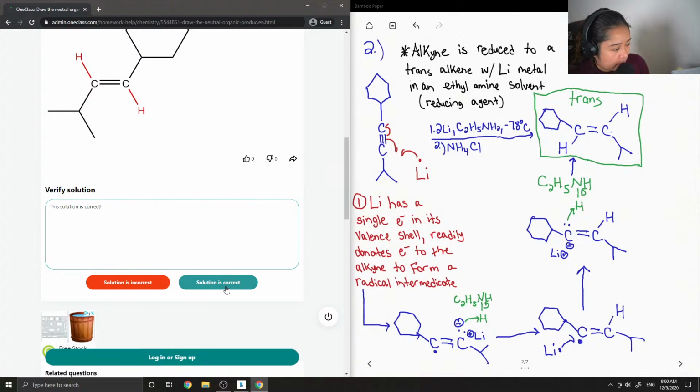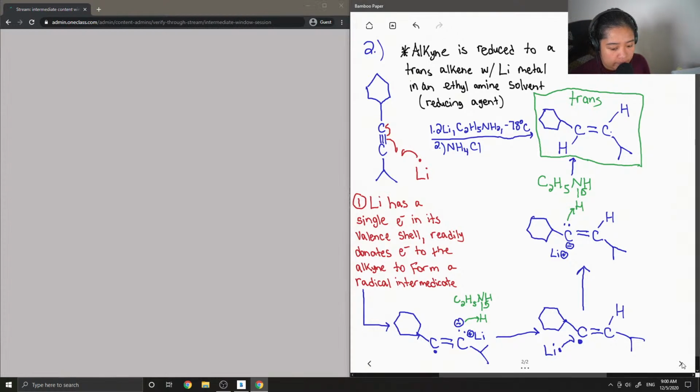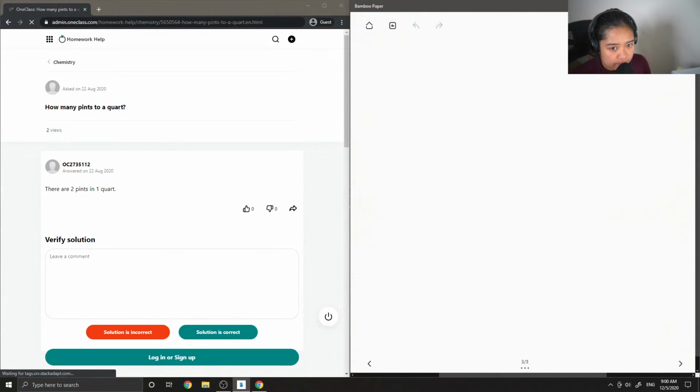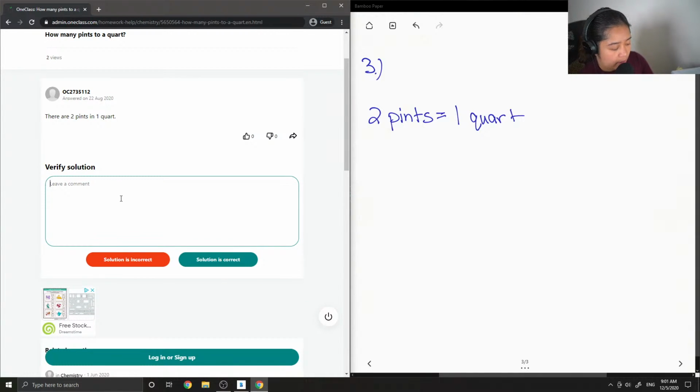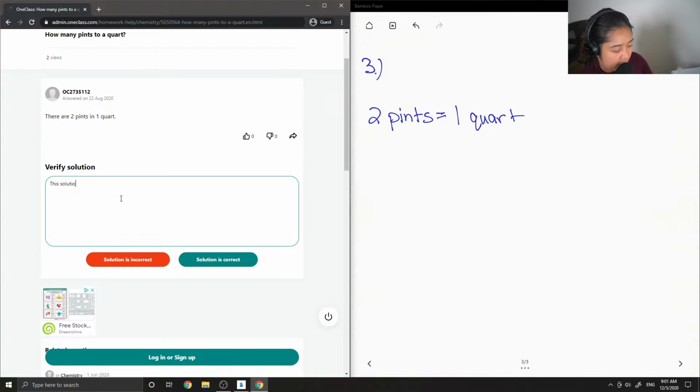Okay, so on to question number 3. How many pints to a quart? There are, in fact, 2 pints in 1 quart. So pretty straightforward conversion, and the junior tutor said the same thing. So this solution is correct.